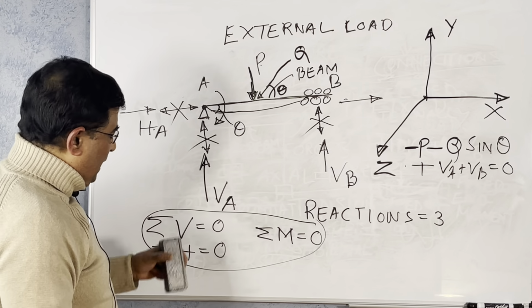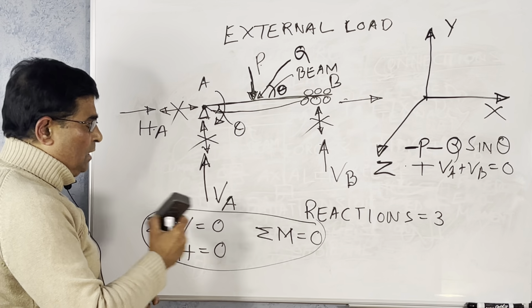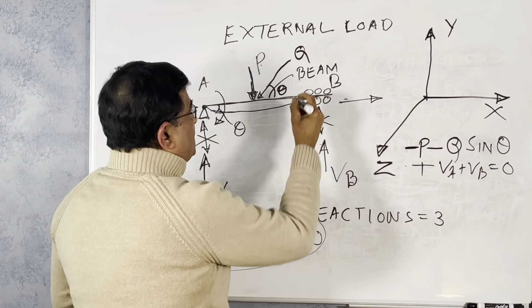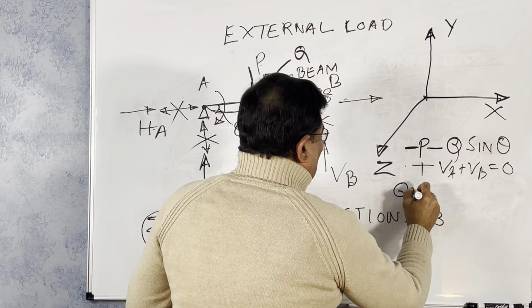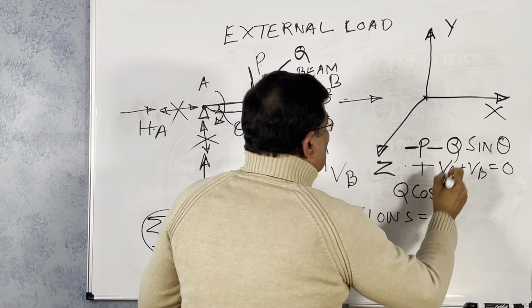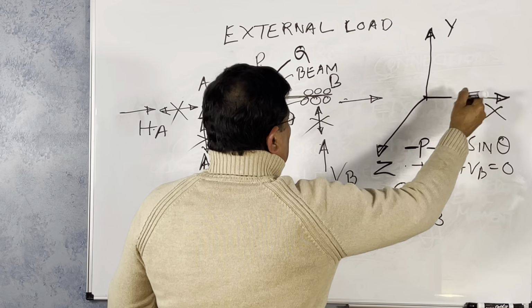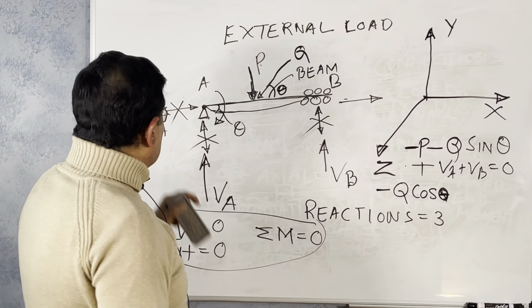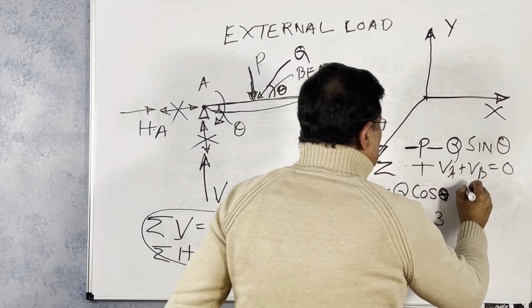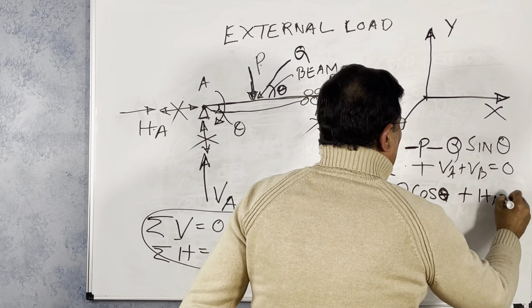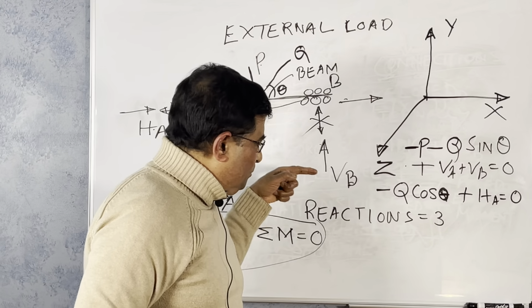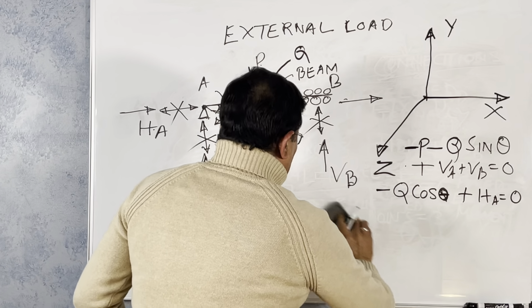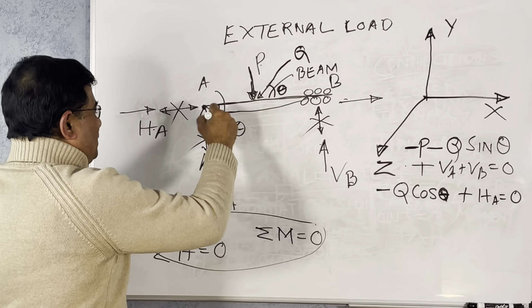The other one is the horizontal reaction. Summation of horizontal force is 0. What is the summation of horizontal force? This is Q cos theta. Now it is acting in the direction opposite to the x-axis, so it is minus Q cos theta. Then HA acts this way along the x-axis, so it is plus HA equal to 0. So summation of vertical force is equal to 0, summation of horizontal force is equal to 0. Then the other one is summation of moment equal to 0.